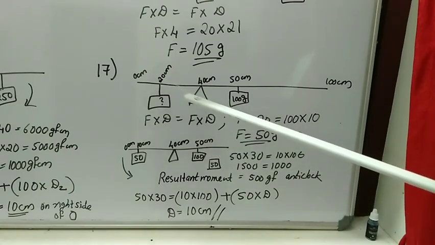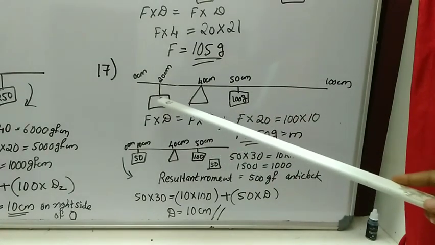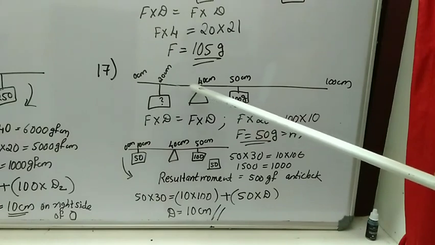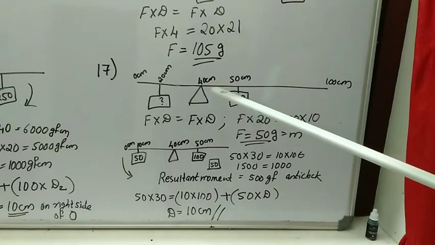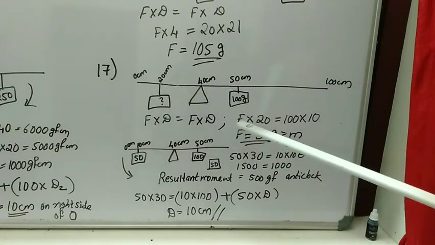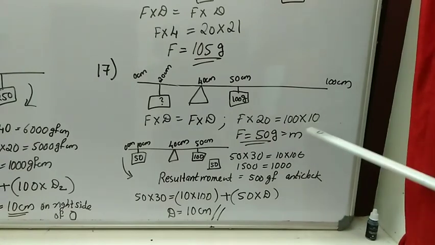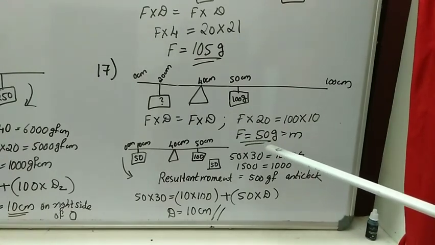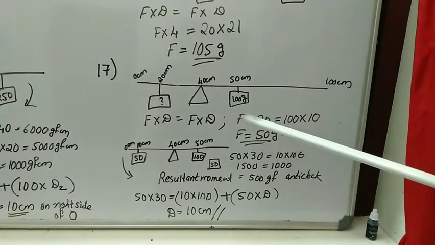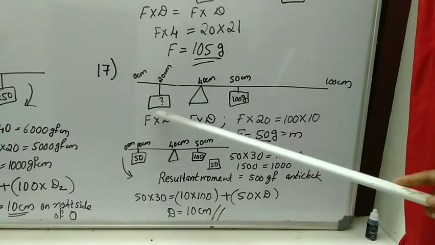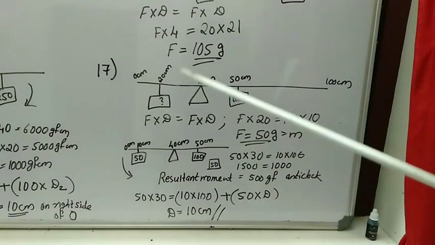So force into distance equal force into distance. Here force we don't know. Distance is 20. Here force is 100. Distance is 10. So F into 20 equal 100 into 10. You will get F is equal to 50 gram. So the unknown mass we got is 50 gram.